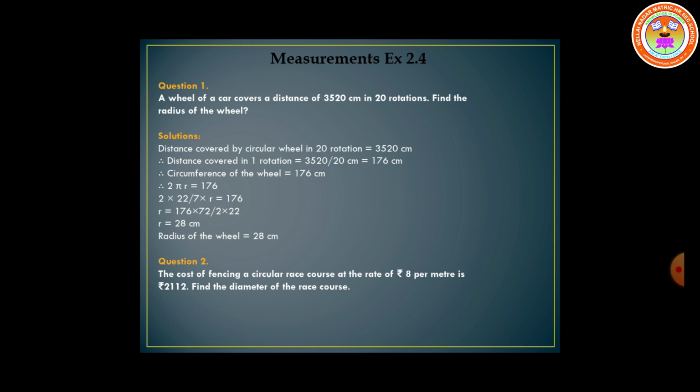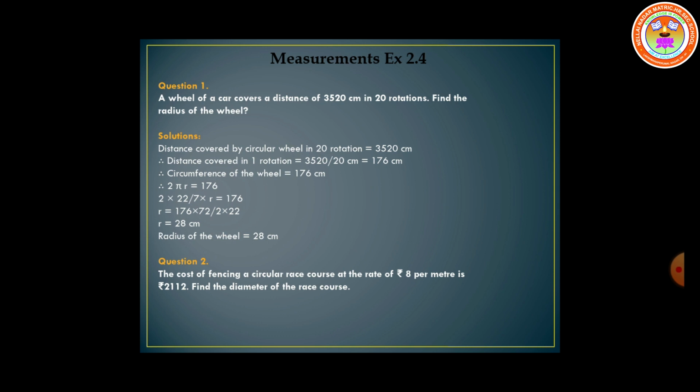The cost of fencing a circular race course at the rate of rupees 8 per meter is rupees 2112. Find the diameter of the race course. So what is given in the problem? The cost of fencing the circular race course is equal to rupees 2112, at the rate of rupees 8 per meter. Per meter means 1 meter.